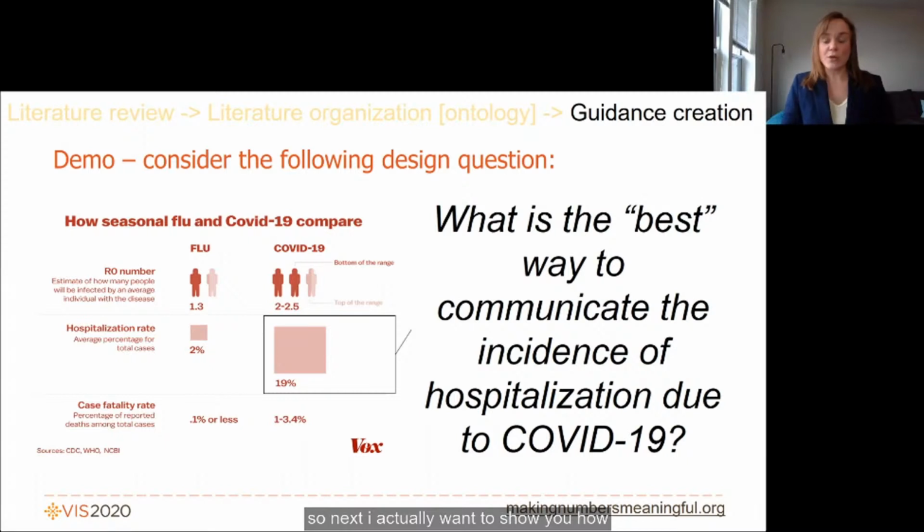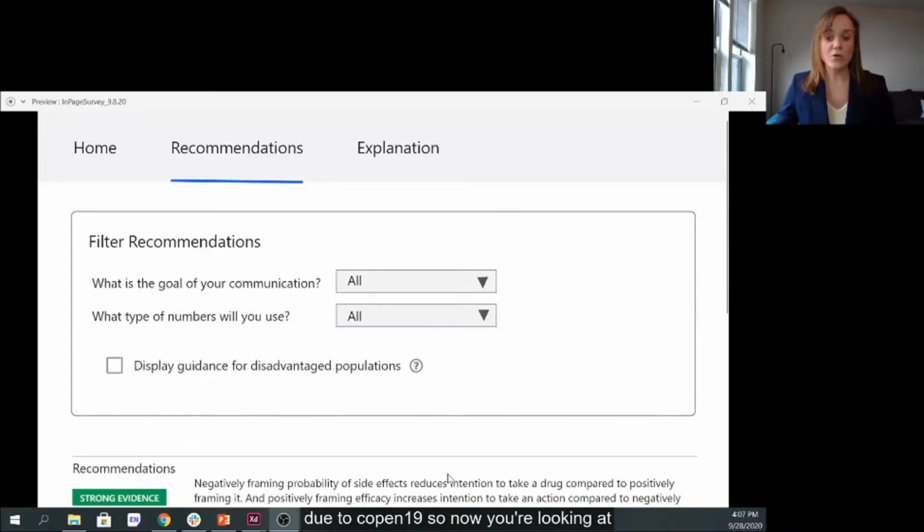So next, I actually want to show you how a very early version of this website works. And we're going to keep in mind the example that we see from this graphic earlier about what is the guidance for communicating the incidence of hospitalization due to COVID-19. So now you're looking at a very early stage prototype of our website. So this is still under development, so bear with me.